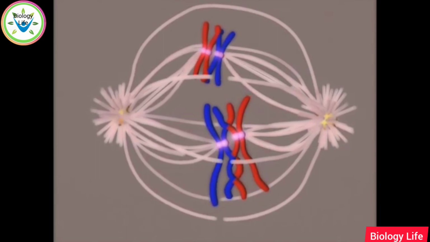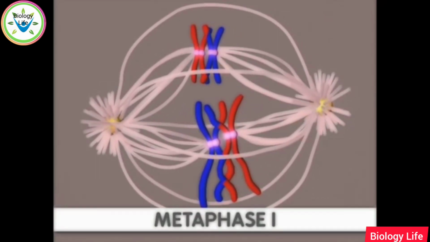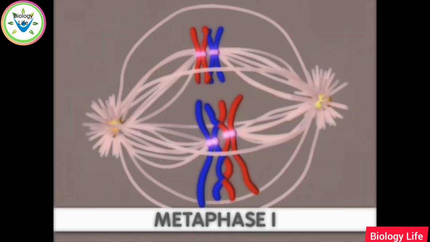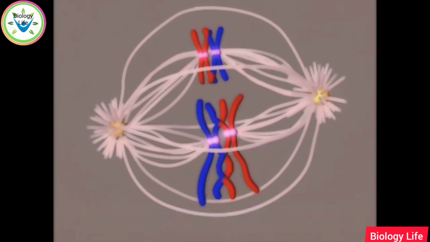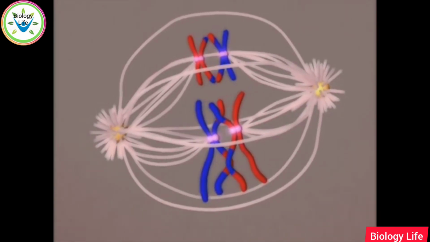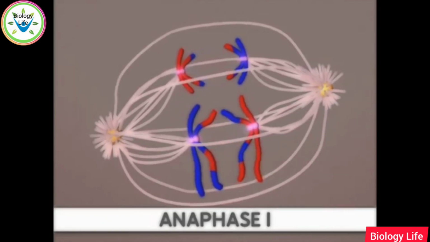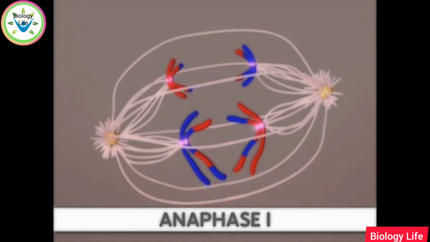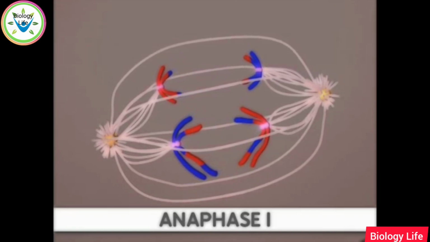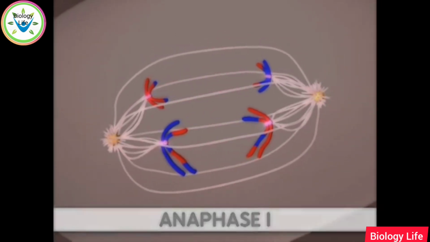The next phase of meiosis 1 is called Metaphase 1. Here, the synapsed chromosomes align at the equator of the cell. The chromosomes align randomly, which results in different combinations each time meiosis occurs. The next phase is Anaphase 1. During this phase, homologous chromosomes separate and migrate to the two poles of the cell. Importantly, the sister chromatids remain attached at their centromeres.